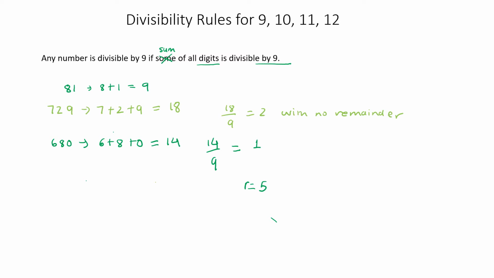And if I want to check that out, 680 divided by 9, well, that goes 7, which is 9 times 7 is 63. 68 minus 63 is 5, and then we take that 5 to the 0, so it becomes 50, and we leave that with a 5, leaving us a remainder of 5. The same remainder here for that.